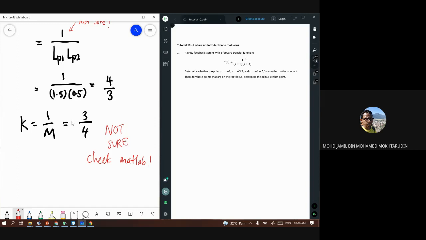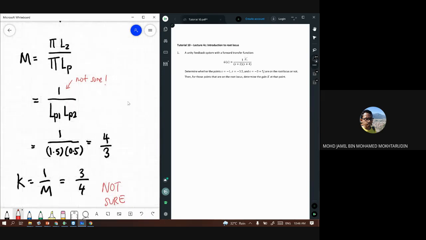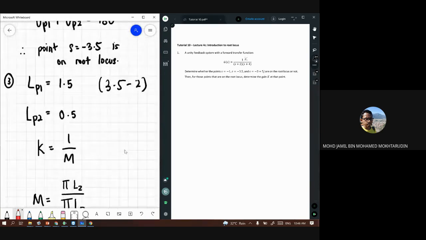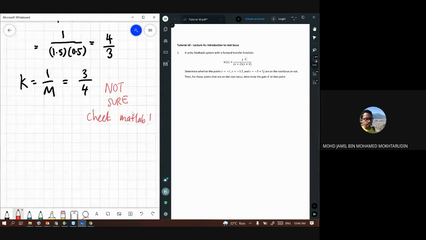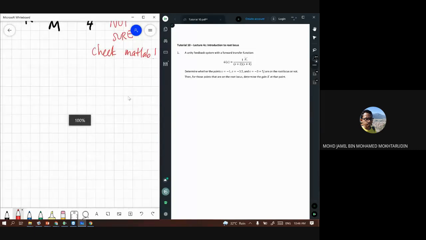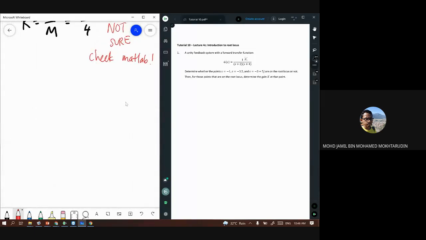Why am I not sure? Because I have never done one with no zero. Usually there is a zero line and a pole line. But this time there is no zero line. I don't know what will happen. But don't worry, this is just an example of how to use the concept of angle and length to determine whether the point is on the locus or not.